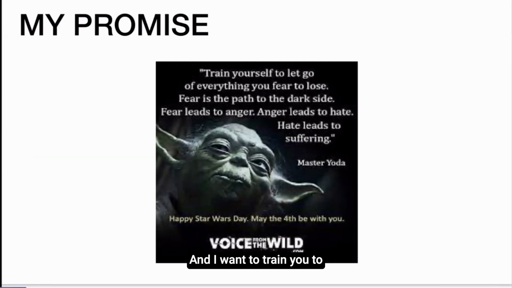And I want to train you to let go of fear. Love this quote from Star Wars. This is by Yoda. Yoda tells this to Darth Vader before he goes haywire and dark, that you have to train yourself to let go of everything you fear to lose, because fear is the path to the dark side. He tries to convince Darth Vader before he becomes Darth Vader not to go into the path of fear. And Darth Vader is too afraid that he's going to lose his wife, and that corrupts him. Because fear leads to anger, anger leads to hate, and hate leads to suffering.